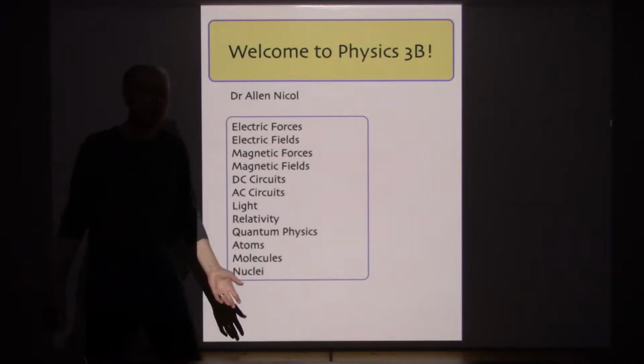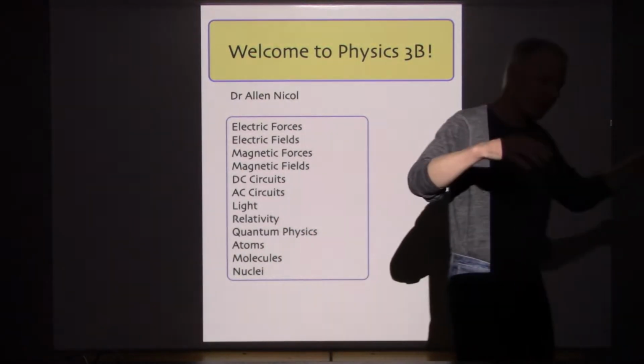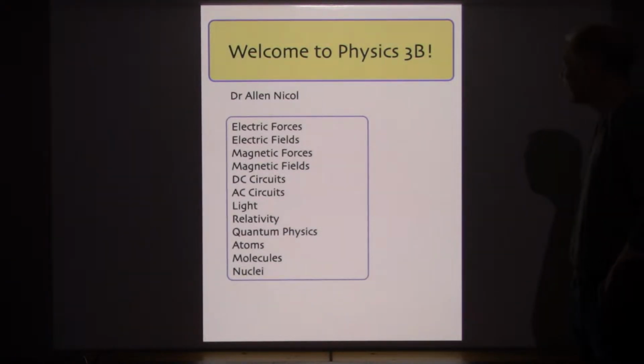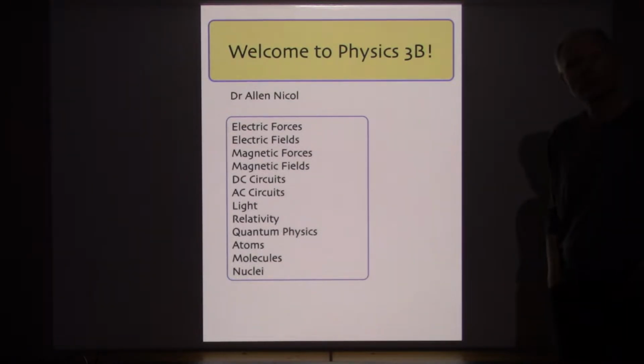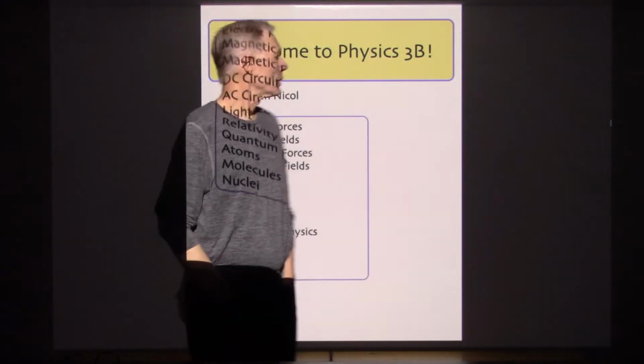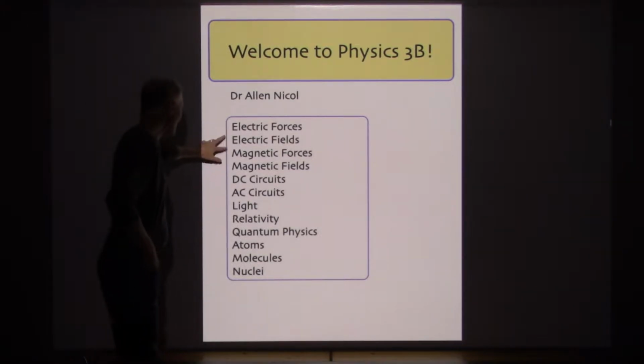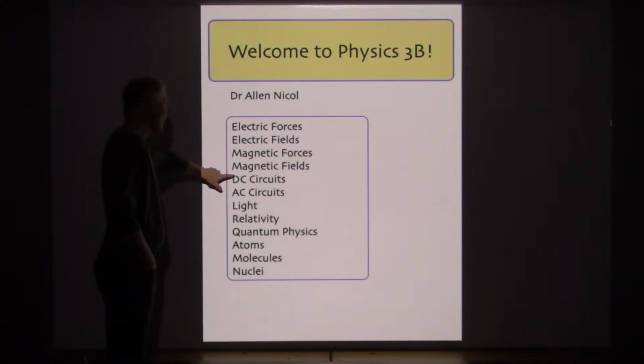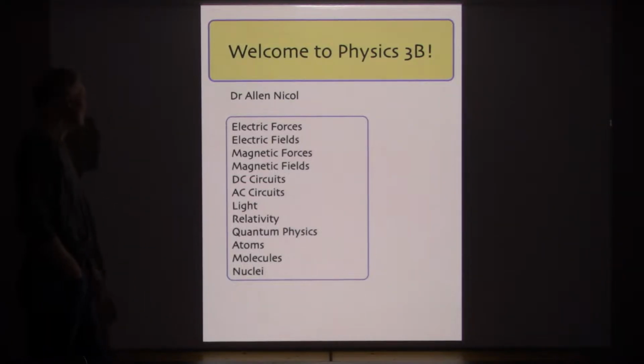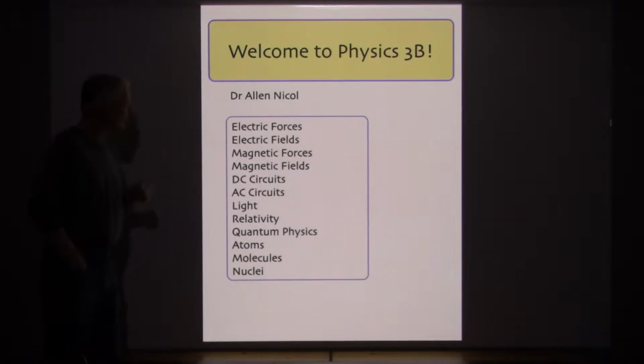We've got quite a list of topics. Now you guys have been through Physics 3A, so we hit a bunch of topics there too. But for Physics 3B, we'll be looking at electric forces and fields, magnetic forces and fields, and we're going to see how those are related. They're really all part of one unified package, electric and magnetic forces. Along the way, we're going to be looking at direct current circuits, alternating current circuits, DC and AC. We're going to be looking at light, different properties of light.